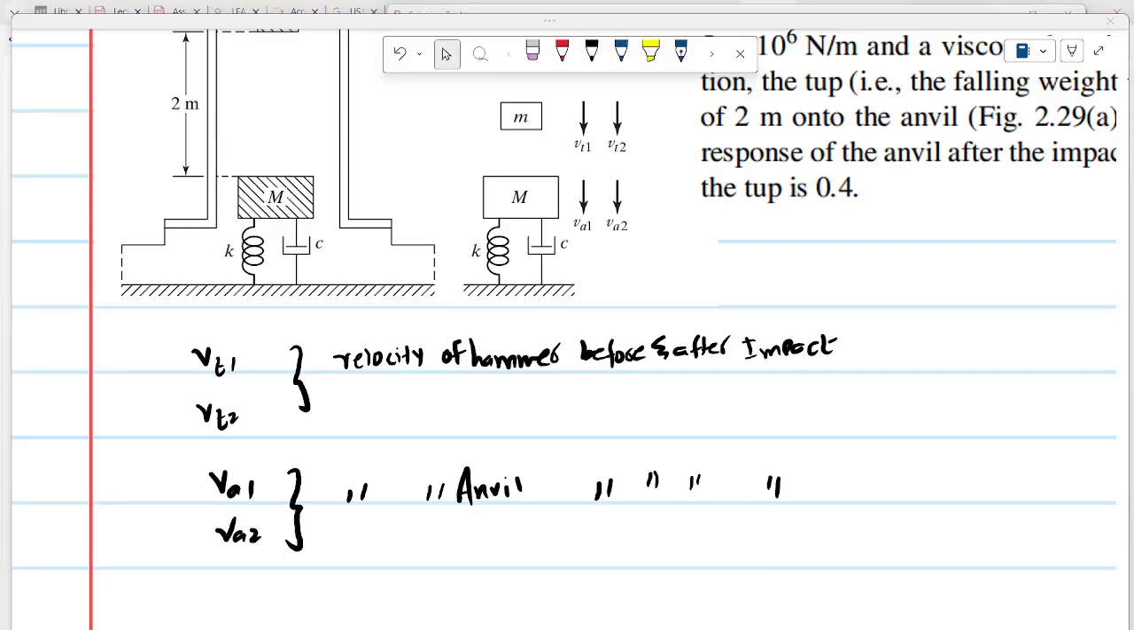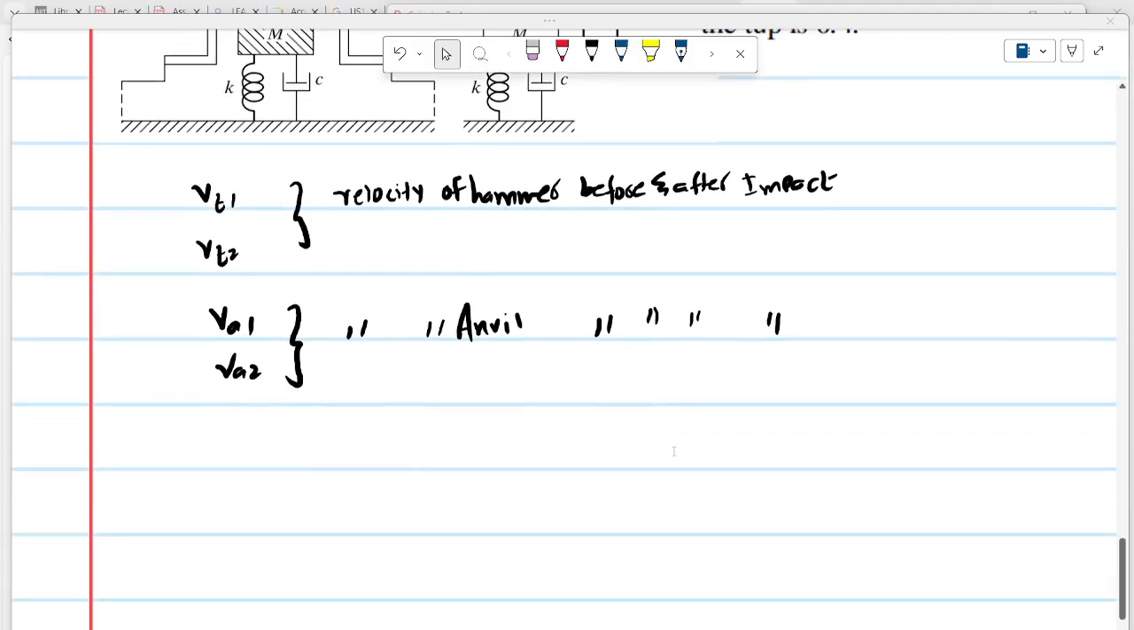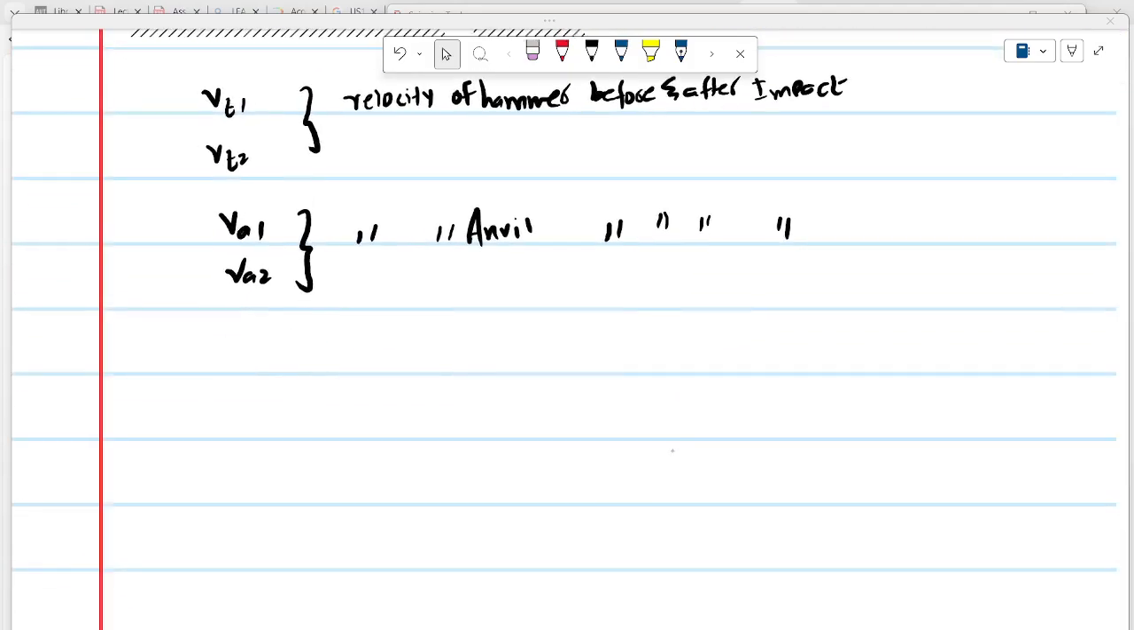Now using that we can apply the conservation of momentum. So that says the total initial momentum should be equal to total final momentum. So we have m va2 minus m va1 equals m vt1 minus m vt2. Because if you take all of this on each side, the total initial momentum equals the total final momentum. Since the velocity of the anvil in the beginning was 0, at t1 va1 equals 0 because it was at rest.